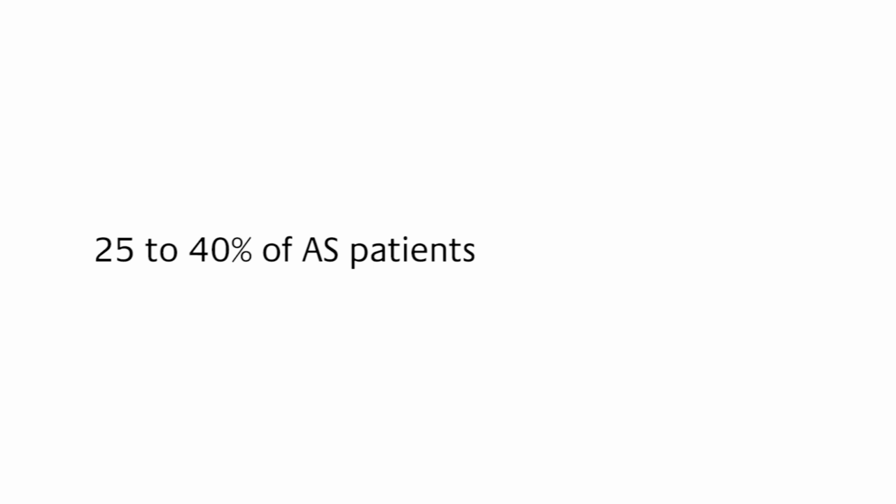So it's the most common non-joint manifestation, affecting somewhere between 25 to 40% of ankylosing spondylitis patients at some point in their disease course, and it could be the presenting manifestation, but it could also happen after the diagnosis of the arthritis. It's particularly more common in patients that are HLA-B27 positive. So if you have AS and you're B27 negative, it is far less likely that you will develop this complication.